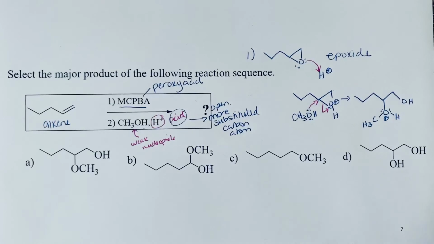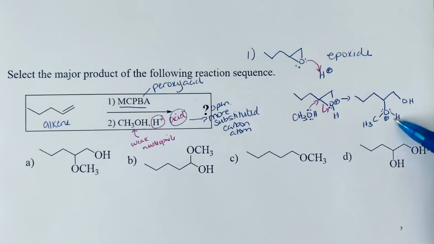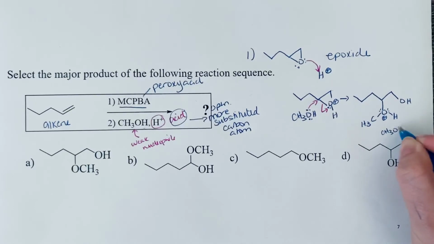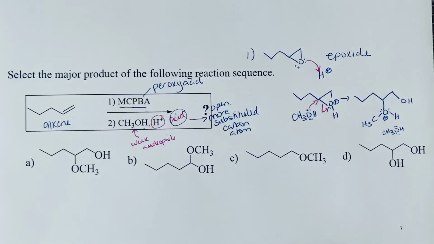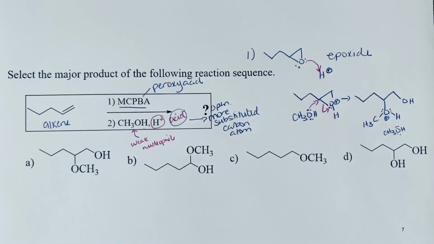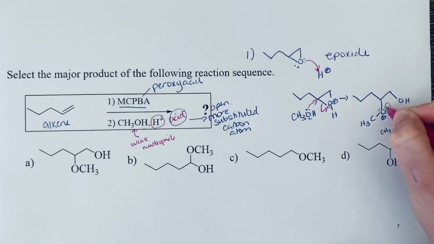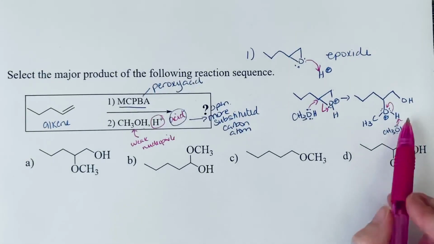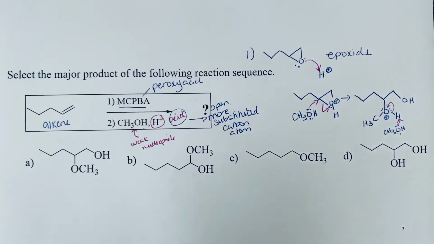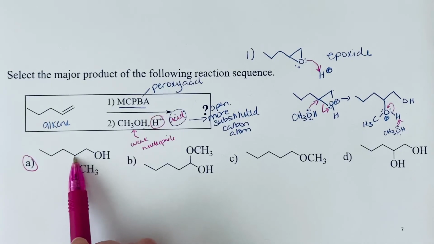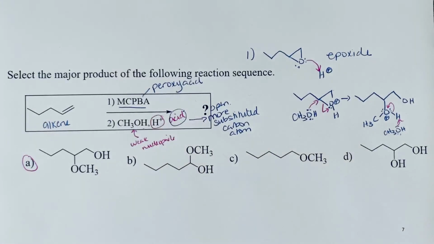And then a final proton transfer step should remove this hydrogen. So we're going to assume that the reaction conditions are such that we're probably using methanol as the solvent. So we have a large excess of methanol around. So it can take that proton. And so that would give us this structure A, where our weak nucleophile has added to the more substituted carbon atom. And it's the acidic reaction conditions that tell us that.